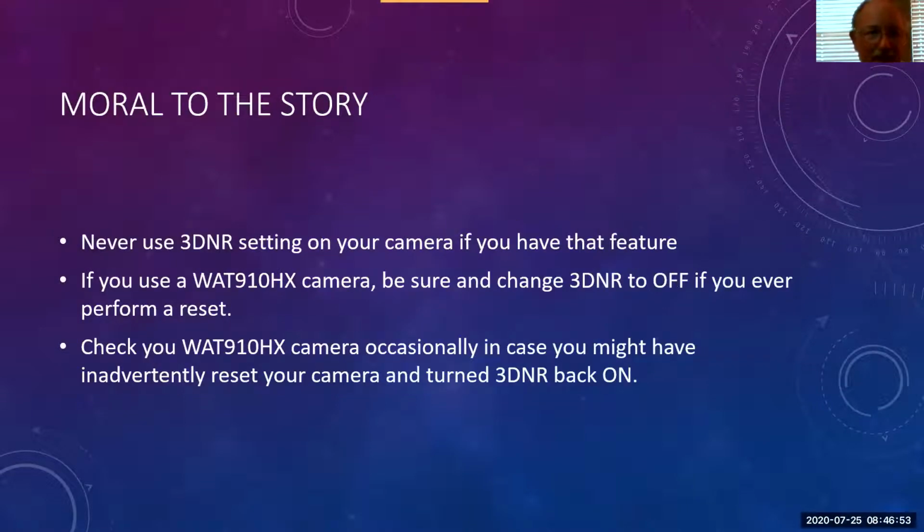So the moral to this story is never use the 3DNR setting on your camera if you have that feature. If you use a Watec 910HX or RC or BD camera, be sure and change 3DNR to off if you ever perform a reset. And Eric recommends check your Watec 910HX camera occasionally. He says all the time, every observation, in case you might have inadvertently reset the camera and turned 3DNR back on.